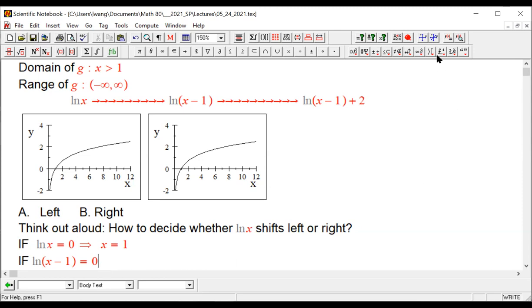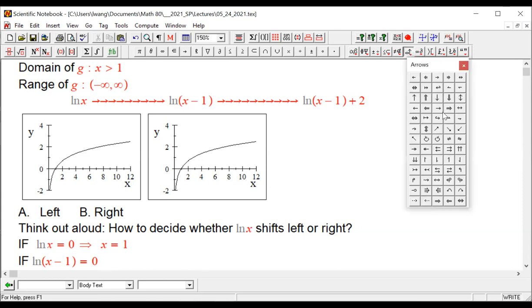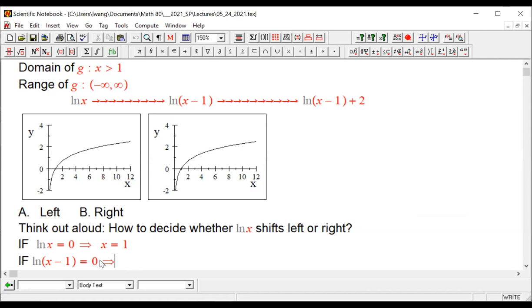ln 1 equals 0. For ln x minus 1 to equal 0, x minus 1 needs to equal 1. And as a consequence, x equals 2, isn't it? Do you guys follow me?